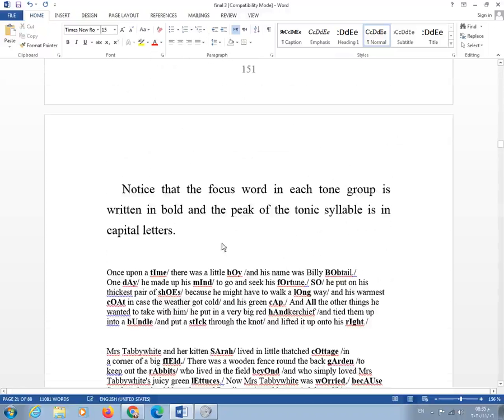Yes, note the focus word here. Once upon a time, I made you a hit one. The focus word is written in bold, and the stressed syllable, the peak, is put in capital letters. Once upon a time. What's the key word here? Time. And what's the peak? I. What happens is we used a rising tone here.